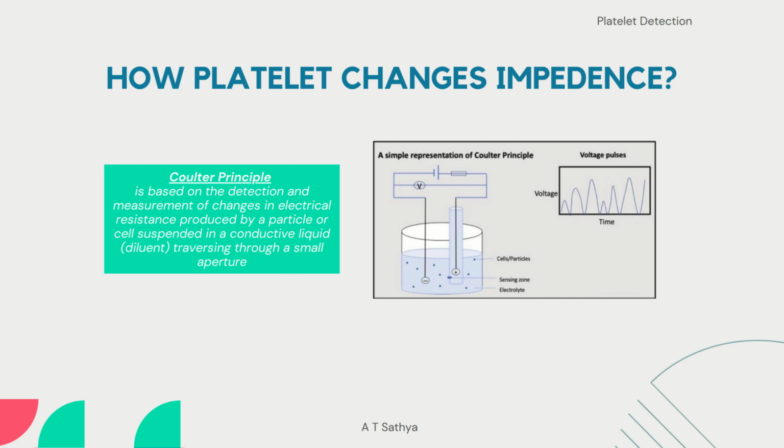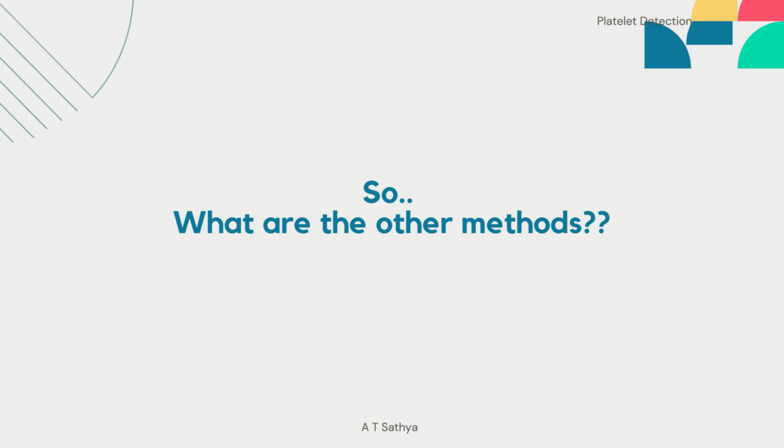But this is not as easy because we have to eliminate the impedance of RBCs and WBCs. But by performing the experiments, we can get to know how well we can eliminate those. So let's see what the alternative methods are and let's explore them.